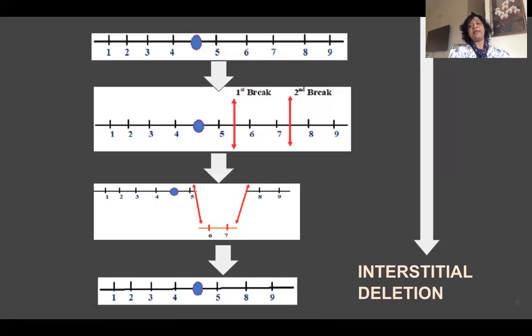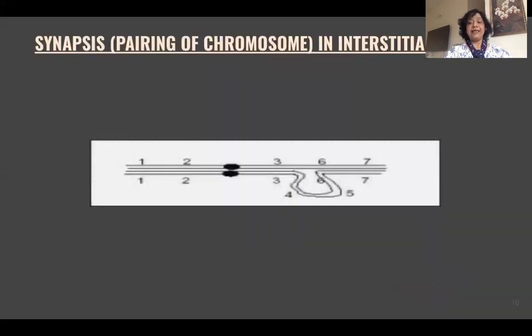So students, from this line diagram, I hope you could understand how terminal deletion takes place and how interstitial deletion takes place. In terminal deletion, the position is terminal. It requires only one break. In interstitial deletion, the position is intercalary. It requires two breaks. In both cases, a small segment is lost, and since a few genes are present in the segment, a few genes are also lost due to deletion.